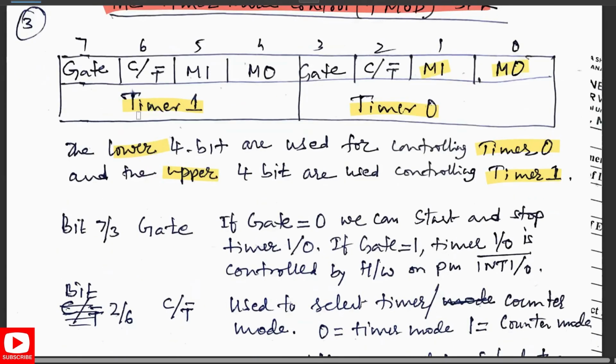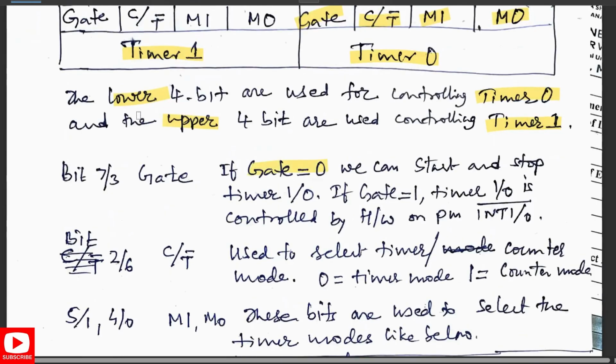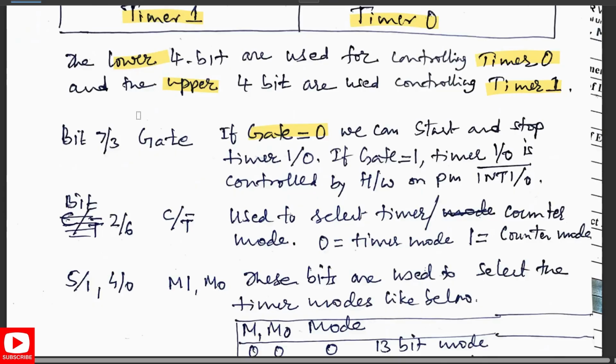First is M0, M1, counter or timer, and the gate. This repeats the same. So start with the gate. If the gate is 0, it means timer 0 or timer 1 will be in the run mode when TRx is high and INTx is high. Also, if the gate is 1, then timer 0 or timer 1 will be in the run mode when only TRx is high.